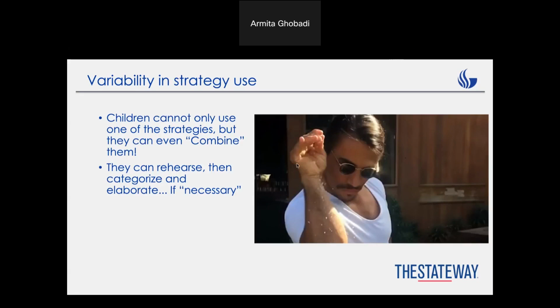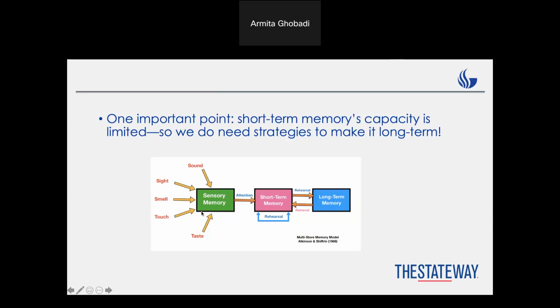They can, for example, rehearse, they can categorize, they can elaborate, and they can even combine rehearsing and elaborating together and come up with a new novel strategy for themselves, based on the research question they have, or maybe based on the problem they have in front of them.